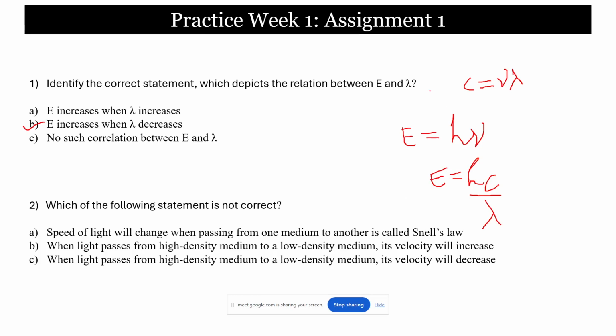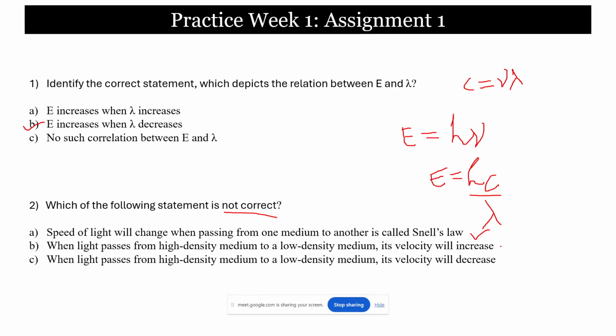For the second question, which of the following statements is not correct? Just keep this in mind. The speed of light will change when passing from one medium to another, which is called Snell's law. We already discussed this law, so this statement is true. The second one is when light passes from a high density medium to a low density medium, its velocity will increase.